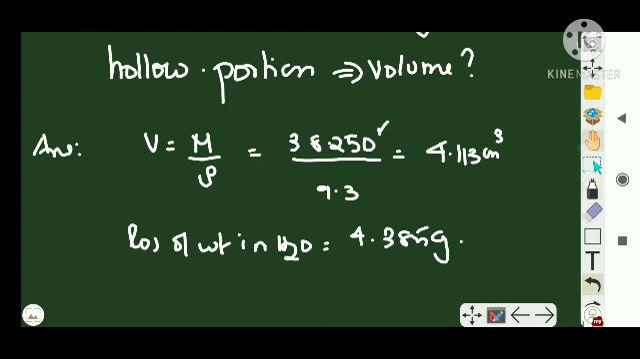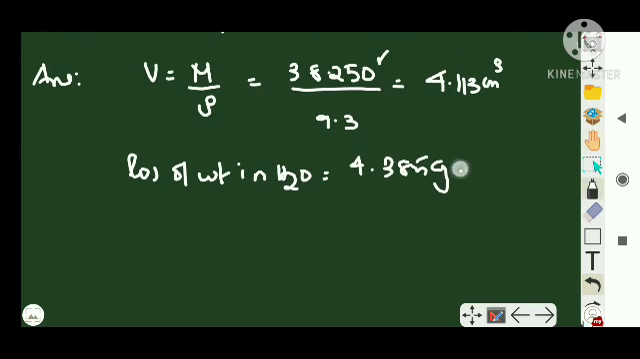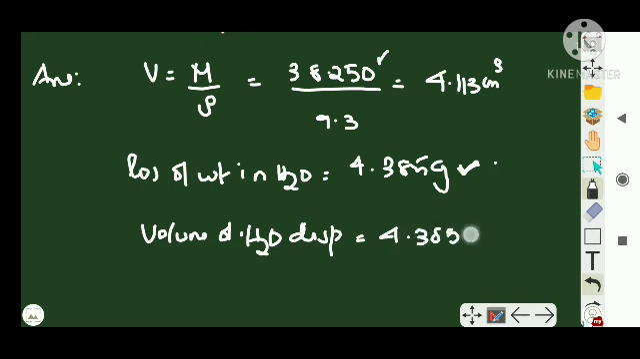So that means this much volume, right? This loss of weight is due to buoyancy. So this much loss of weight has happened because this much volume of water has been displaced. So the volume of water displaced is 4.385 centimeter cube, right? Now, I cannot leave volume without dividing by 1, right? Then only you get centimeter cube.